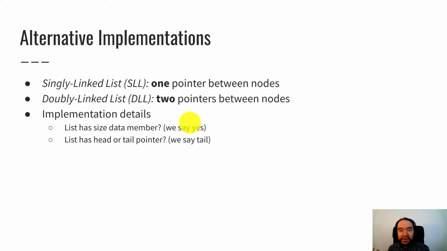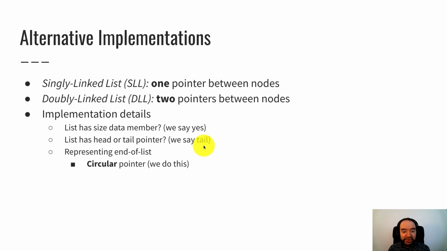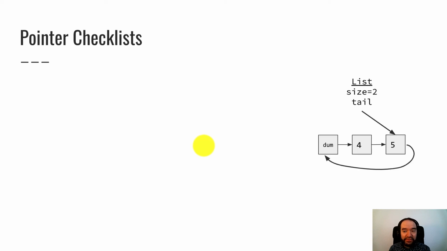How does the list point at the beginning or end of the nodes? It could point at the first one or the last one. There's trade-offs. We say that we point to the tail node. And how do you represent the end of the list? We say that we have a circular pointer. That's one way. The last node points back to the first one. That's how you can tell when you've hit the end of the list. You could also use a null pointer for the last pointer. That can work as well.